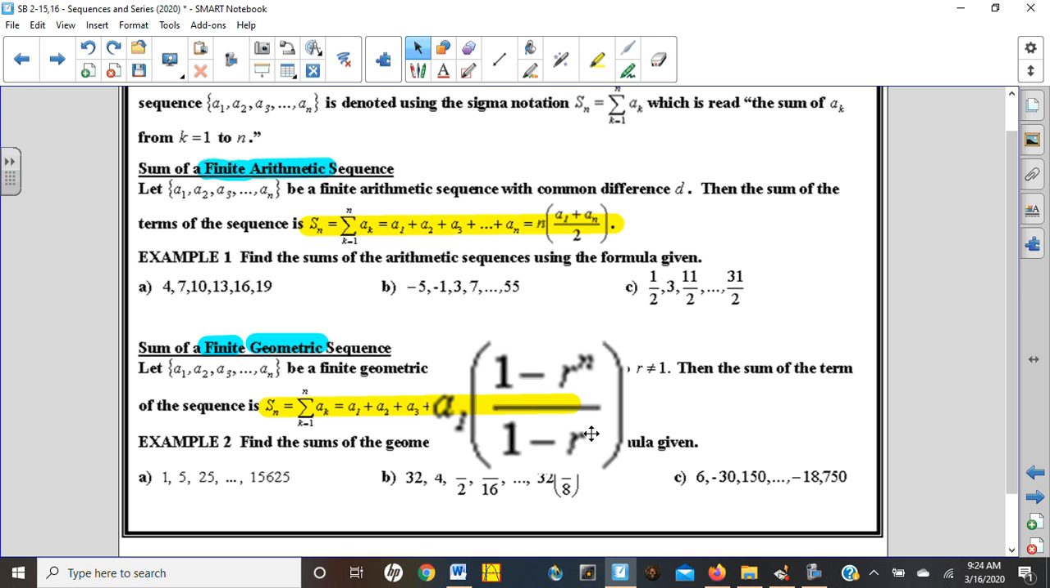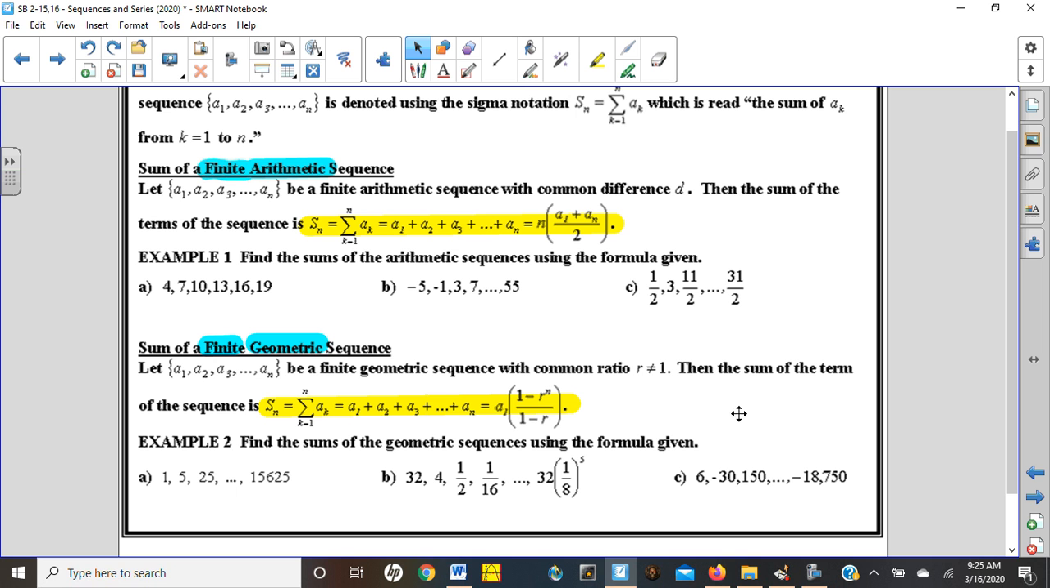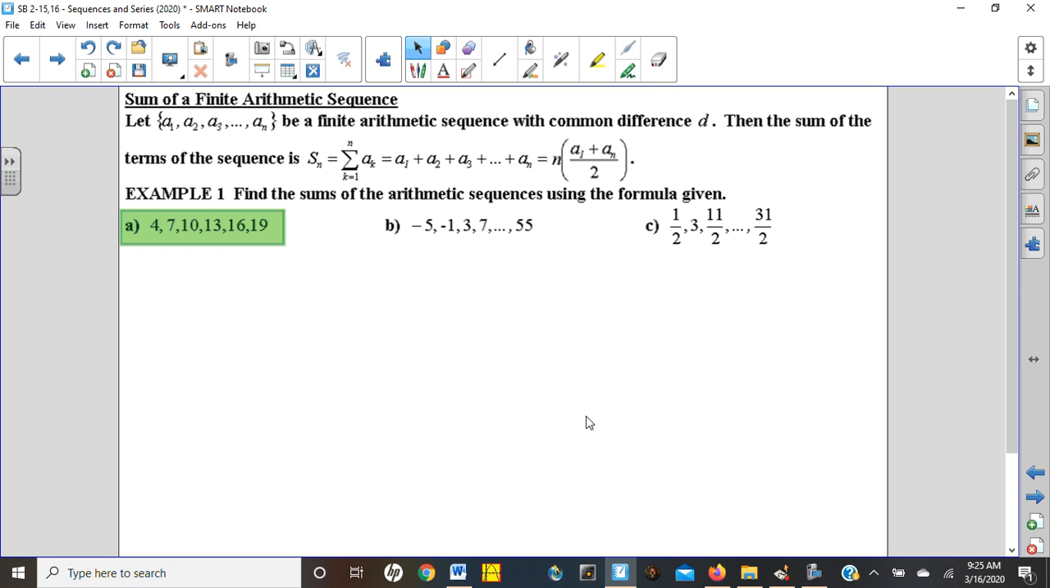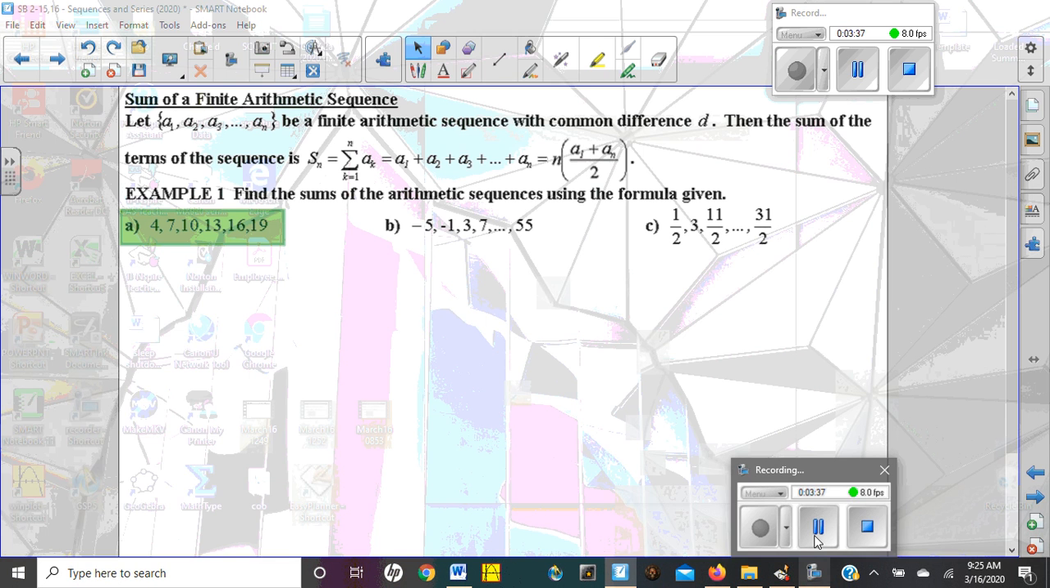Now, don't get yourself in trouble thinking that you can cancel any of these r's or those 1s. You cannot cancel across addition or subtraction, so please be careful that you simplify those very carefully on your calculators when it comes time to do that. We should probably start looking at some examples here and see how we're doing.